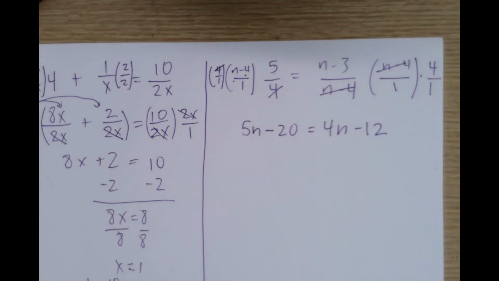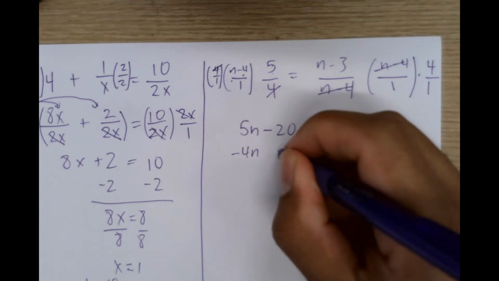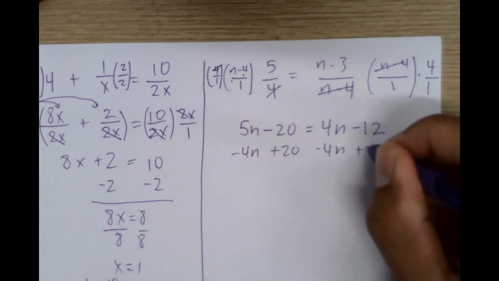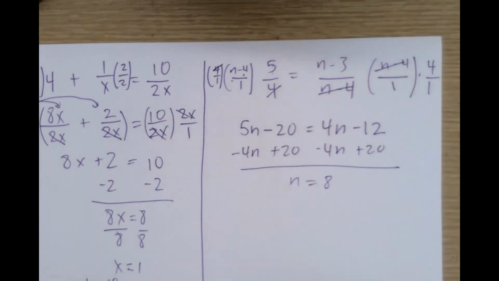The next thing I would do is just solve for n. So I minus 4n on both sides, and I plus 20 on both sides, and I get n is equal to 8. So what I did is I moved all of my n's to the left side, and I moved all of my numbers by themselves to the right-hand side, and I get n is equal to 8.